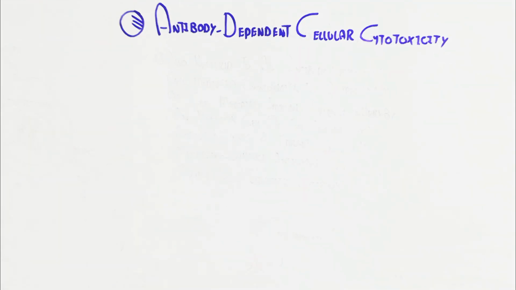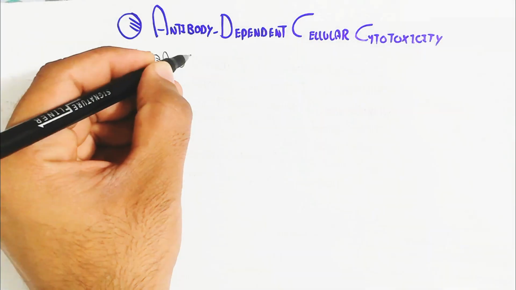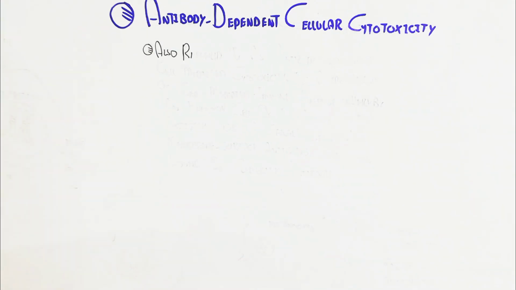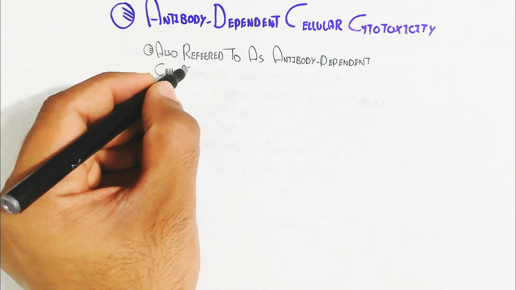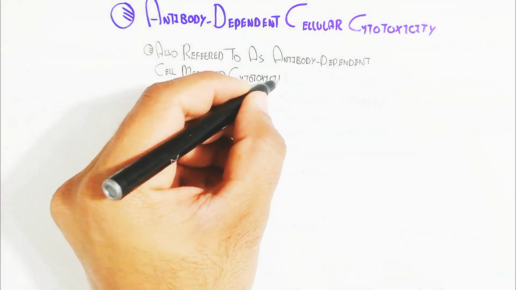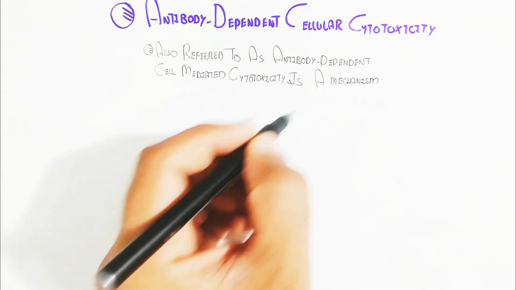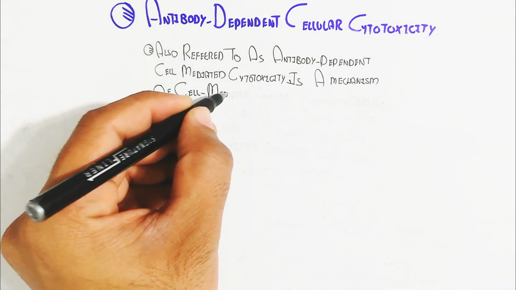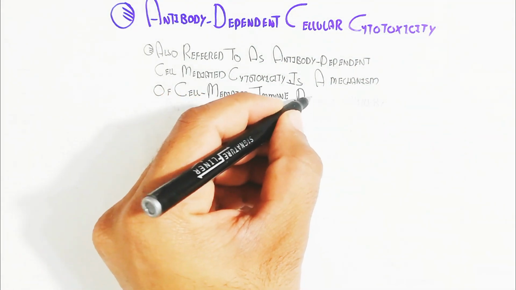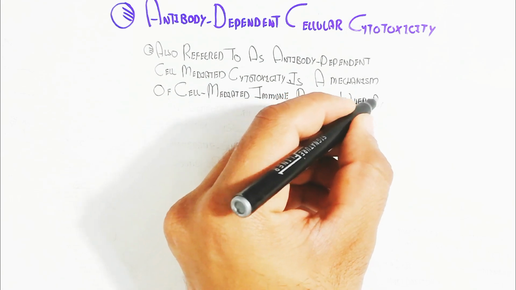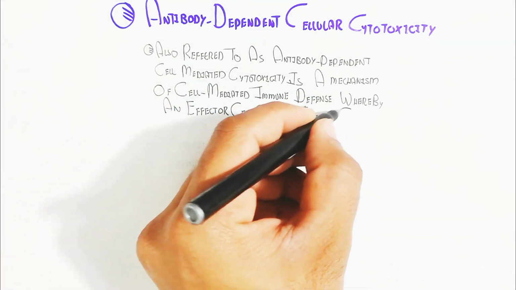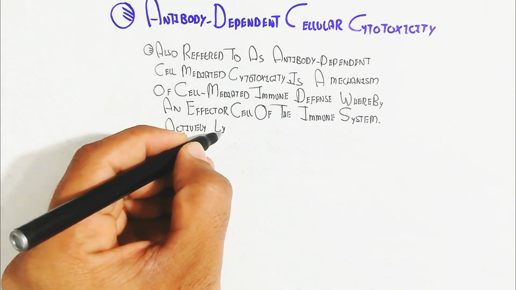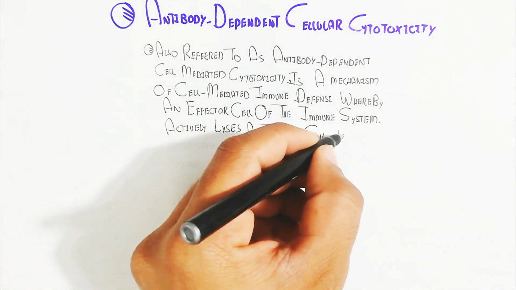In this video, we will discuss antibody-dependent cellular cytotoxicity: how a cell can be lysed and how a cell can be opsonized. Also referred to as antibody-dependent cell-mediated cytotoxicity, it is a mechanism of cell-mediated immune defense whereby an effector cell of the immune system actively lyses a target cell whose membrane surface antigens have been bound by specific antibodies. Remember that. So let's begin to understand the whole mechanism.